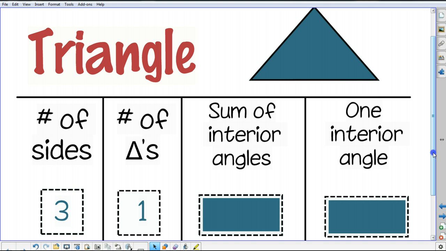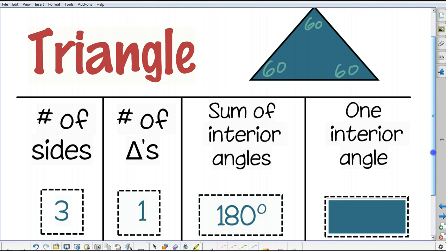Torin, how many degrees are in a triangle? 180. Yes. 180 degrees. Now, if the triangle's regular, so if all angles are congruent, Jeanette, how many degrees would each angle equal? 60 degrees if it's regular. So you should have the whole first row filled in, with a picture of a triangle.